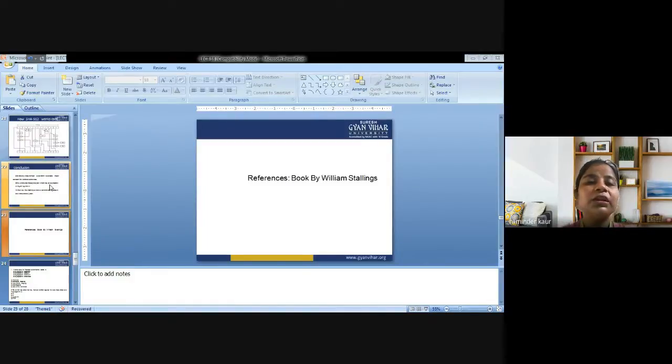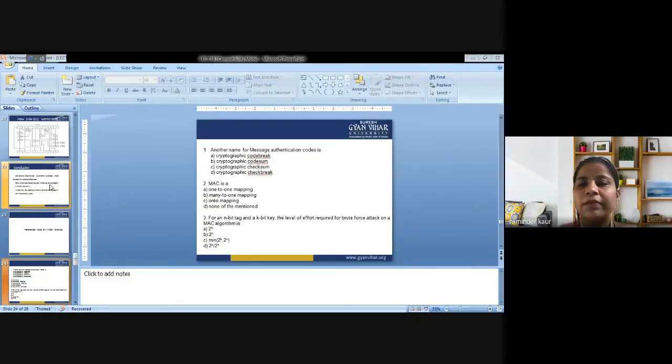In addition, there is a reference book available in the college library, and you can get it issued from the library. Next, 10 MCQs are given for reference. Each question has four choices, and you are supposed to choose any one answer. And at the end of the class, you are supposed to submit the answers of all the 10 questions to me.